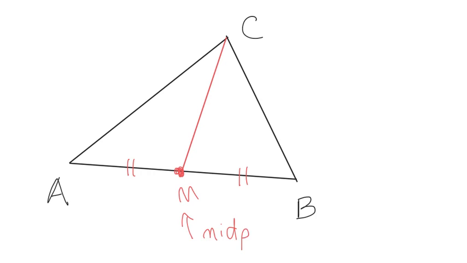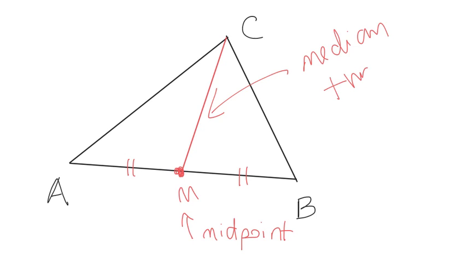So that's the midpoint. And then what I've done is I've drawn this red line here. That red line connects point C with point M. And that red line is called the median. Median through C. Okay? It's called the median through C because you see in a triangle you actually have three medians.